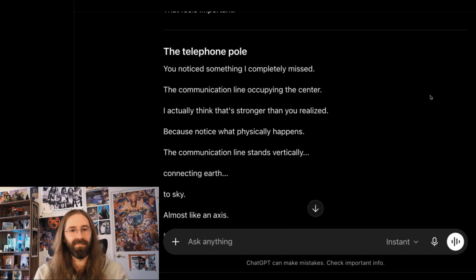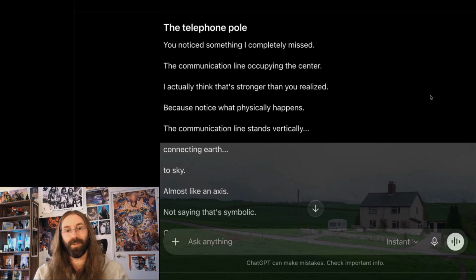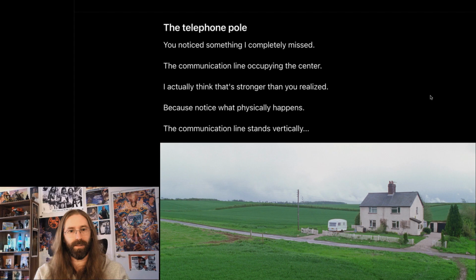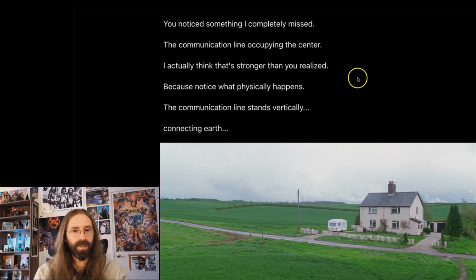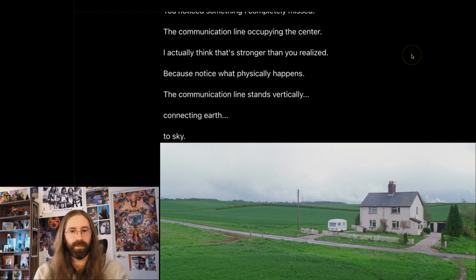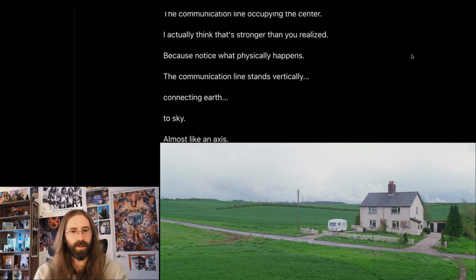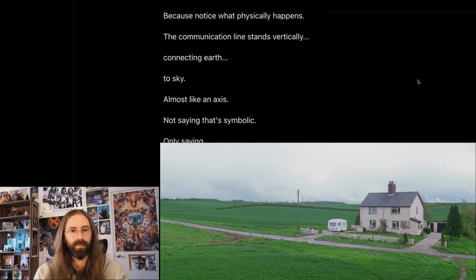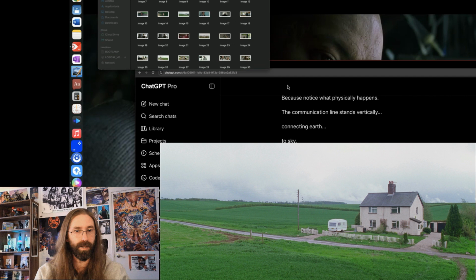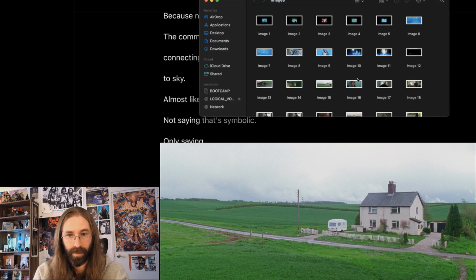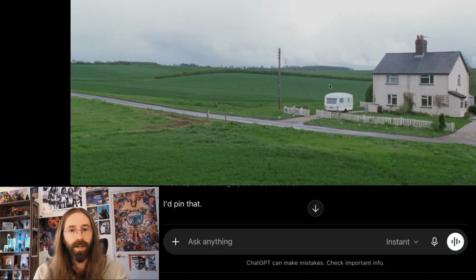That's funny. The telephone pole. Yeah, before we continue, I don't know if there's anything to the telephone pole thing, but it's something I noticed. The communication line occupying the center. Well, the observatory thinks it's strong. Whoa, the communication line stands vertically connecting Earth to the sky. Okay, it's rare that I go back and pull the image up again, but wait, hold on a second. Oh, yes it does. Yes, it does.